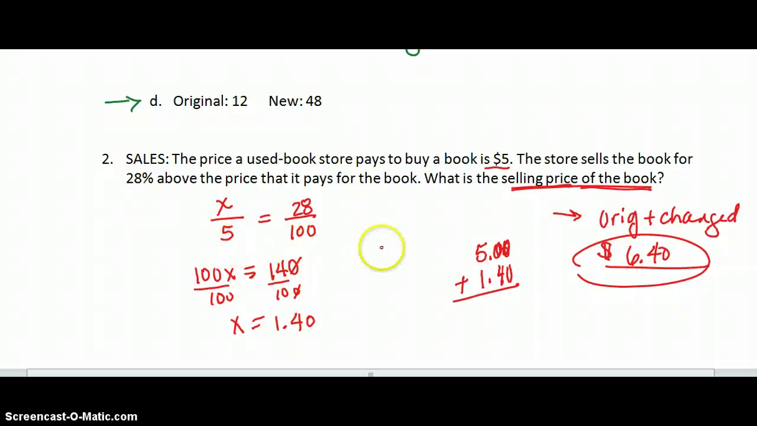So you see how there were several steps to that problem. You had to think through how to set up your proportion.